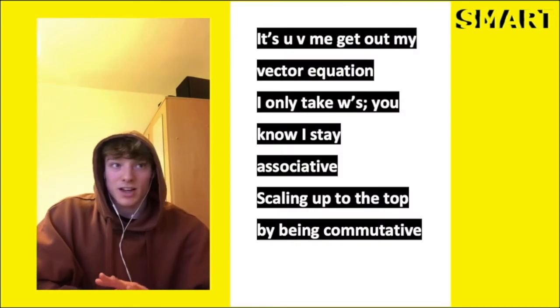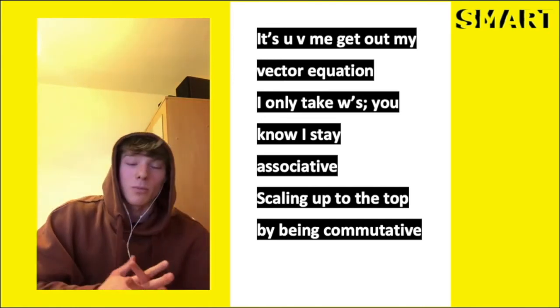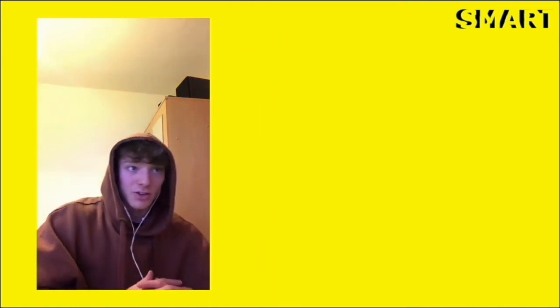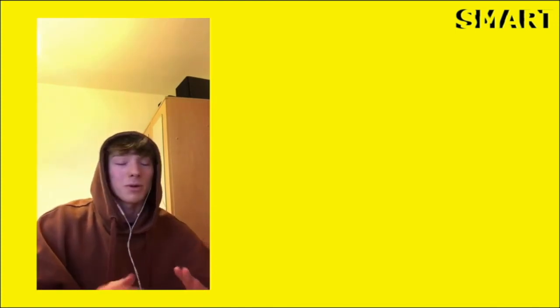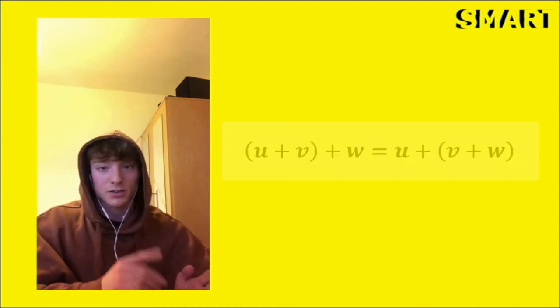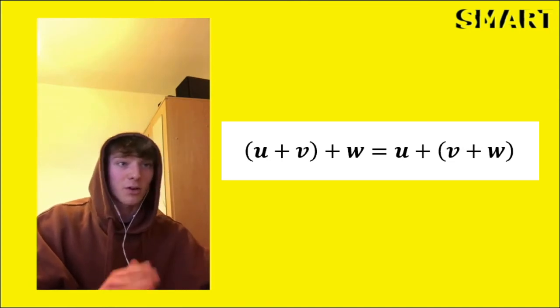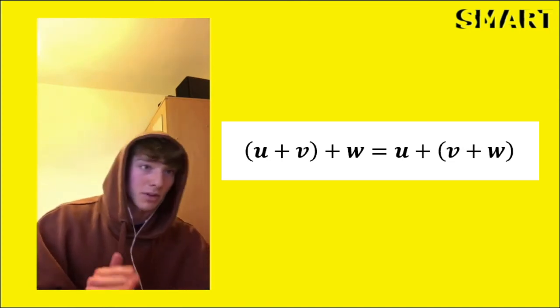It's u v me, get out my vector equation. I only take w's, you know I stay associative, scaling up to the top by being commutative. So u and v are commonly used to denote vectors. You can have w, I mean really you can take anything, but u and v are most common. And basically u, v and w are associative when we have brackets: u plus v, close bracket, plus w equals u plus open bracket, v plus w, close bracket.